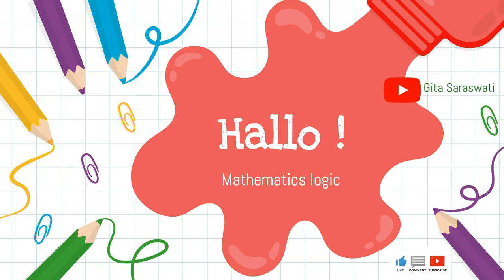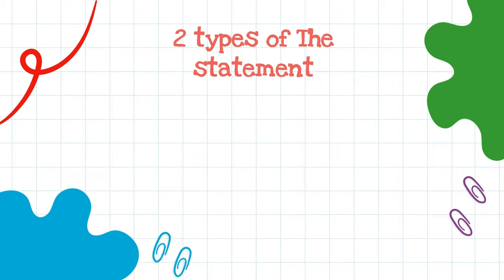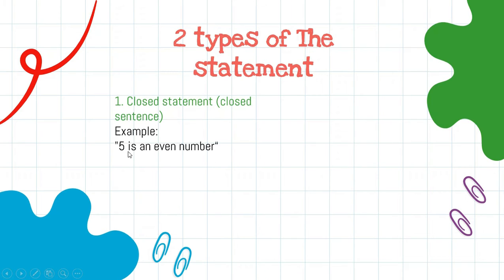So, let's enjoy learning. Okay, in mathematics logic, we learn to determine the value of a statement, whether it is true or false. The statement itself is divided into two types, namely 1. Closed statement. Closed statements or closed sentences are statements that already have true or false values. Example, 5 is an even number. The sentence is false because the correct statement is 5 is an odd number.